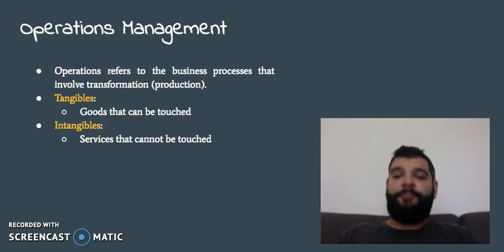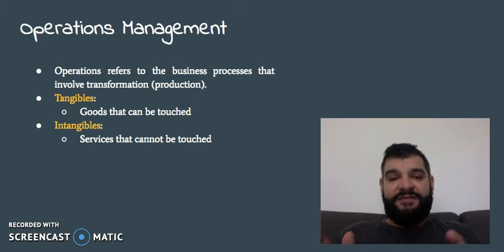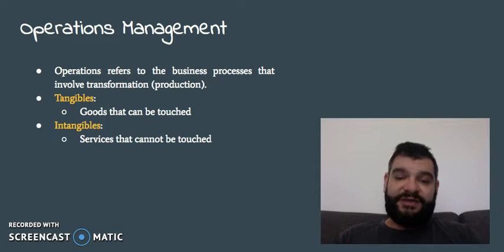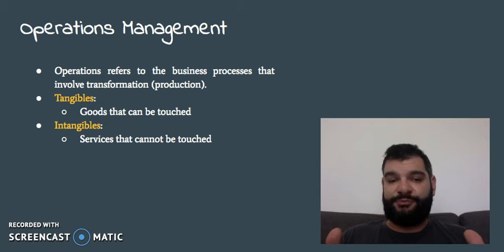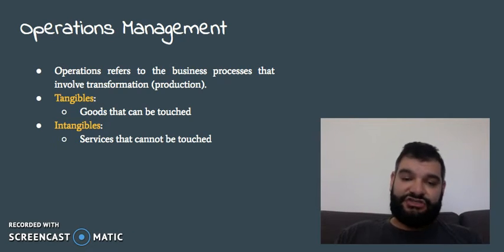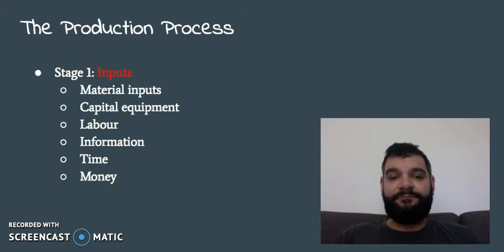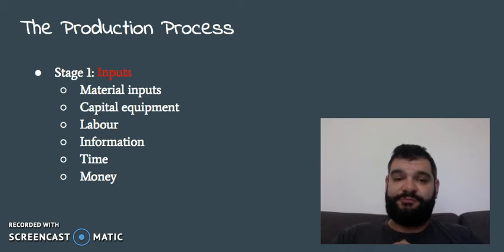So firstly, operations management. Now this refers to the business's processes that involve transformation or simply production. Now there's two things that can really come out of production here. There's tangibles, which are goods that can be touched, or intangibles, which are more services that cannot be touched. However, there are some products that could be both tangible and intangible, where there's a use of both goods and services in them.